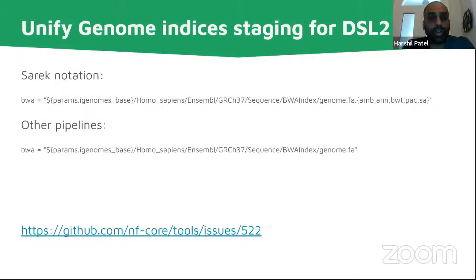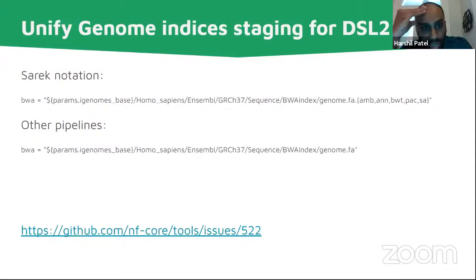So currently there are different ways in which you can actually use the BWA staged index, is probably the right way of saying it. You have to do it in a particular way, otherwise things start breaking on AWS and stuff. I think AWS is able to handle globs. Maybe Maxime can chime in here as well.